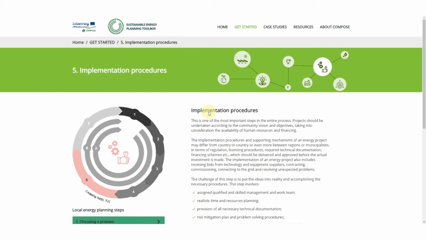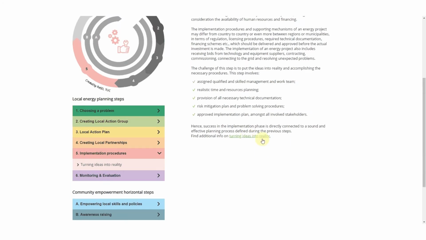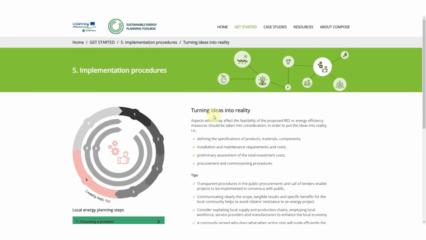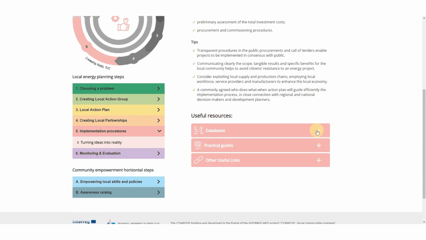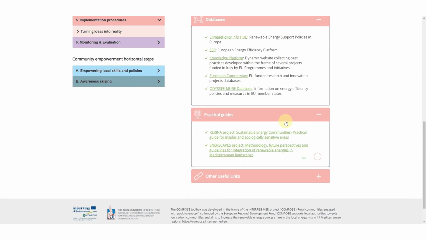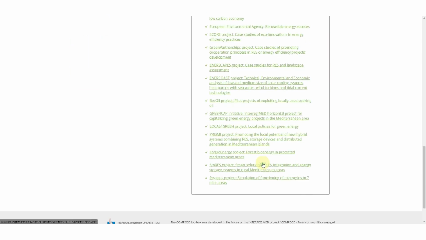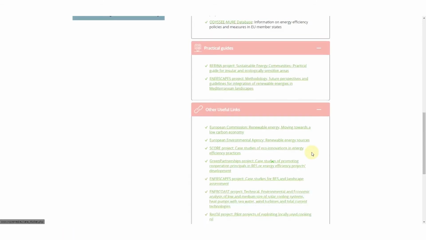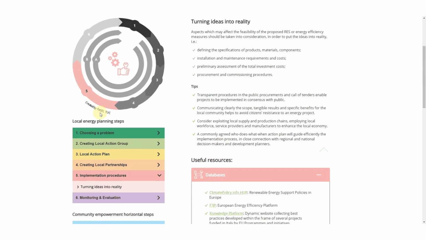Step 5. Identify implementation procedures. This is one of the model's most important steps. The implementation procedures and supporting mechanisms must be in line with the regulation and licensing systems of the country and region in which the renewable energy project will take place. The main challenge is to put ideas into practice and requires the following: assign a qualified and experienced management team, set a realistic timeline of actions, provide all necessary documentation, develop a risk mitigation plan, and an implementation plan approved by all actors involved.